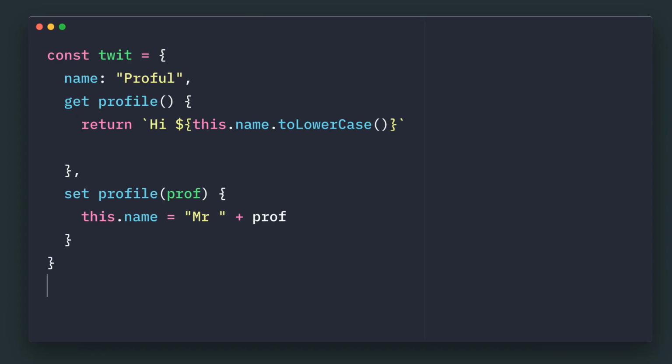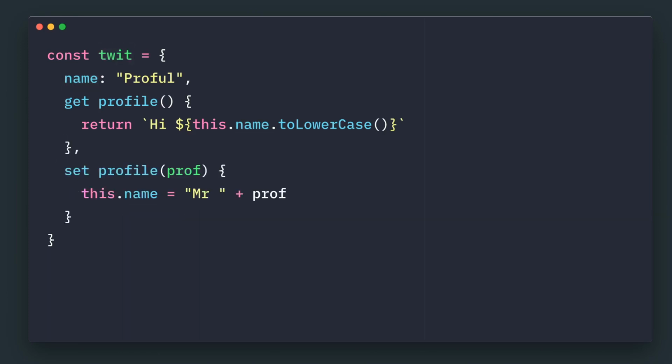Now let's see that example. I copied the same code. Here we have a tweet object with the name properties. Like here we have the getter and setter, right? Before diving into the getter, how do we access the name properties? Very simple, tweet dot name.